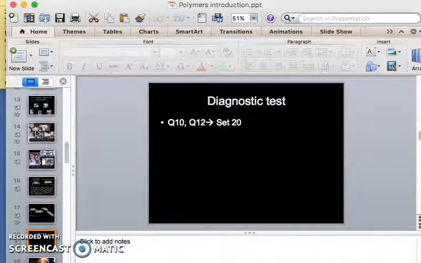I've spoken for a lot of time now, so what I want you to do now is go through question 10 and 12 from set 20 and see how you go.